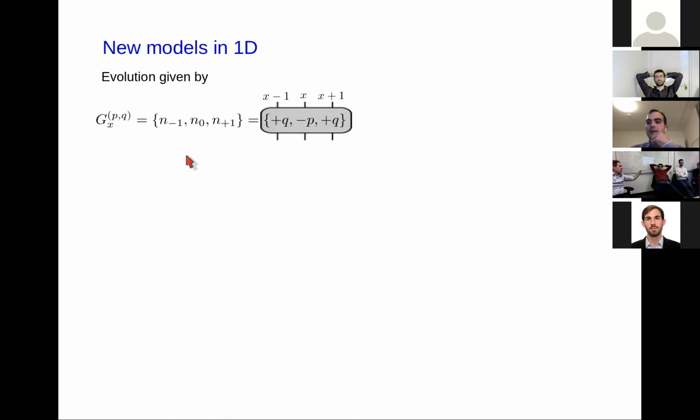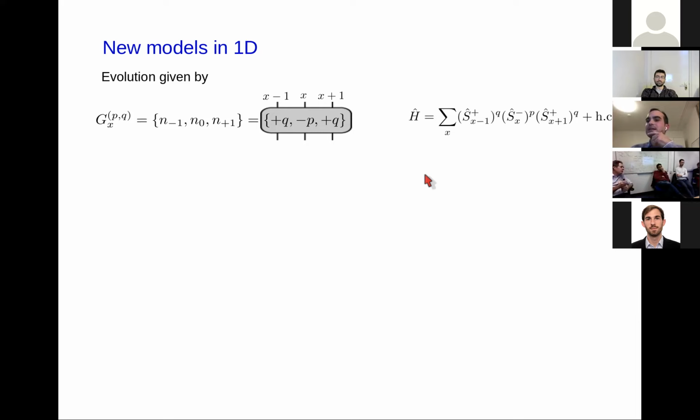So I'm going to consider range 3 gates, and I'm going to specify them by 3 integers, which act as lowering the spin at the center by p units, okay, and raising the spin on the sides by q units. So if this picture is still non-intuitive, let me give you the corresponding quantum Hamiltonian that would have a similar structure, okay?